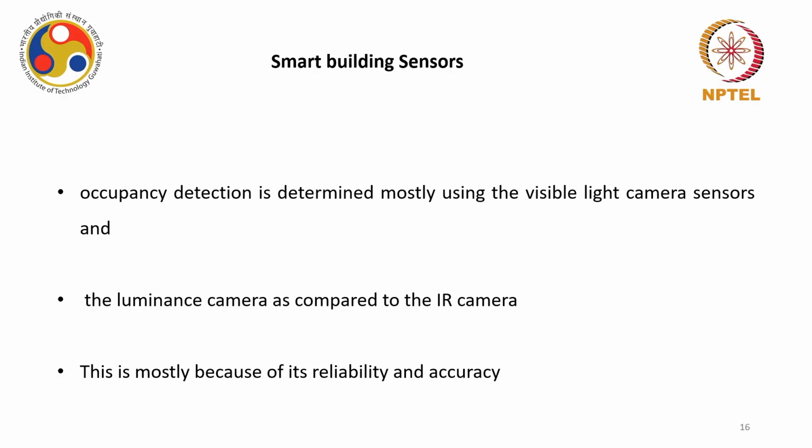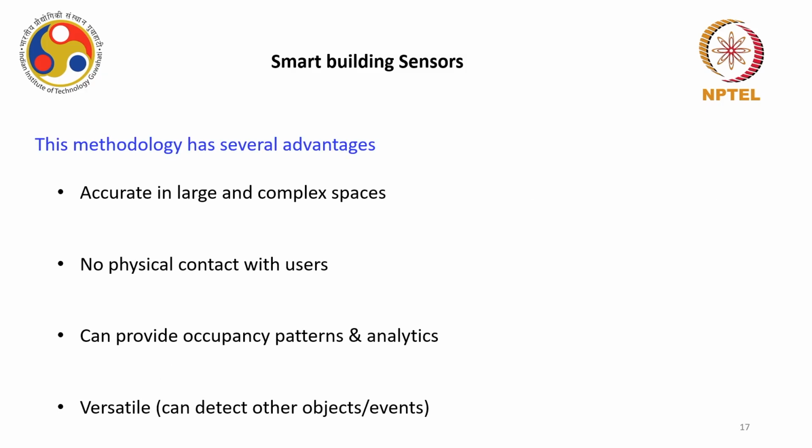So it doesn't require a lot of IR cameras, because that will also increase the overall cost of the smart buildings. Also, their reliability and accuracy is something that, if not integrated with very strong algorithms, is also challenged. So basically, visible light cameras as well as luminescence based cameras are more than enough for this kind of application.